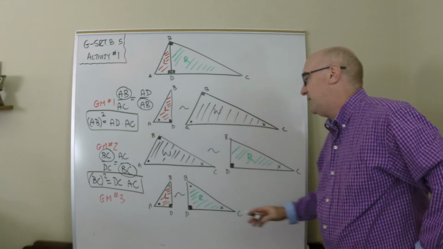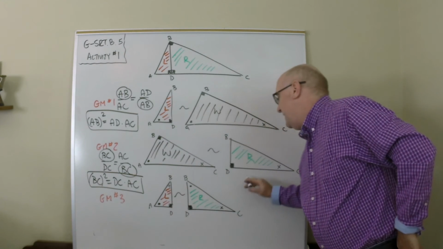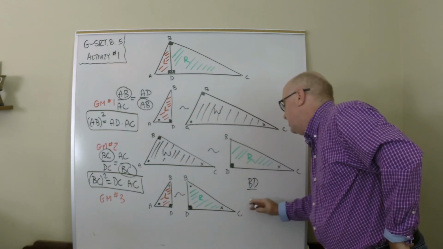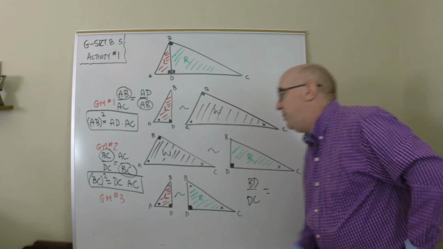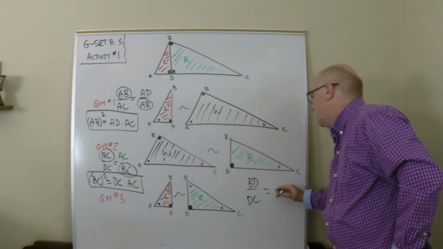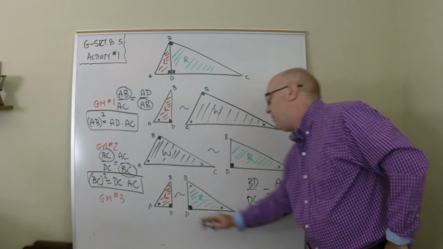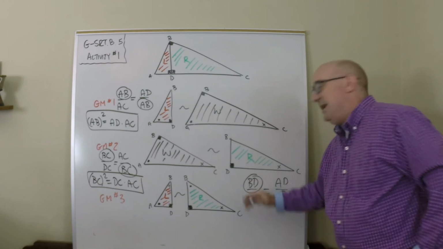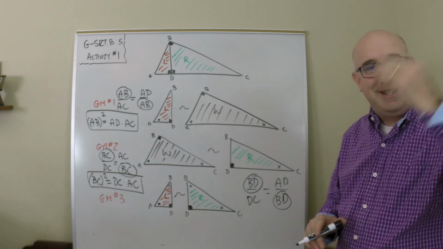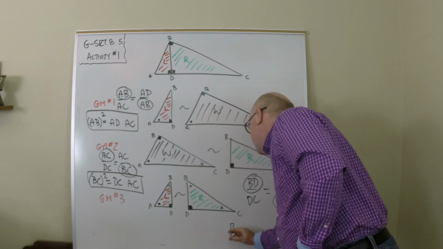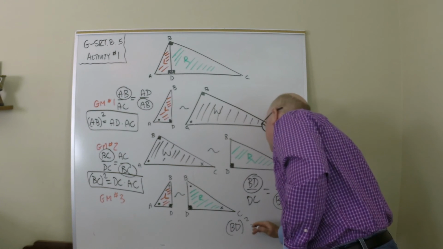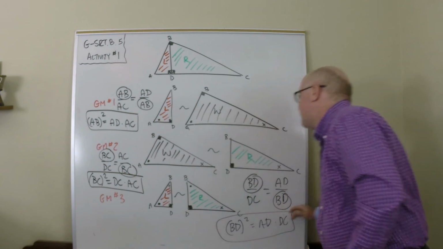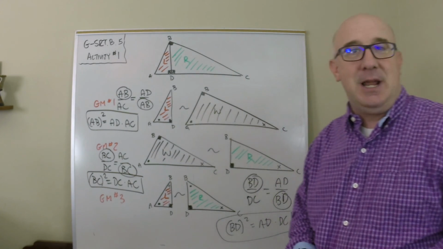Now this also creates a relationship. I could pick BD from the left one, and it would correspond to DC. I could pick AD from the left one, and it would correspond to BD. Notice once again, BD in this case gets duplicated once in the numerator, once in the denominator. BD squared equals AD times DC. Also a geometric mean relationship.